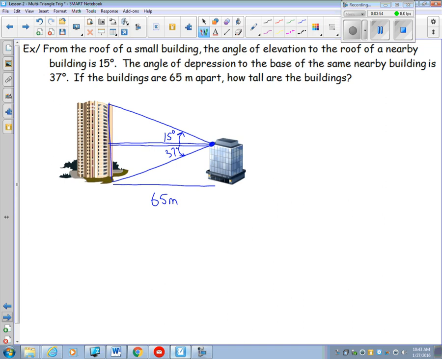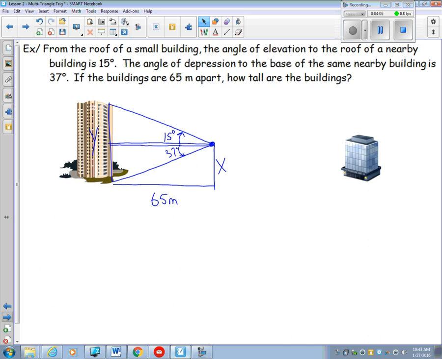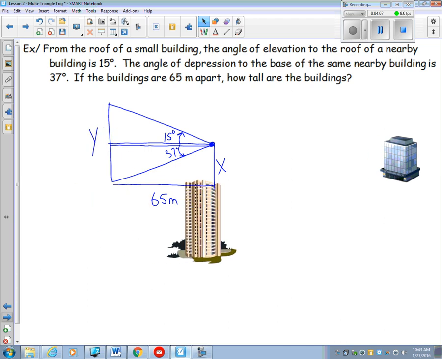So I want to know this building, and I want to know this building. So I've got an x, and if you will, I've got a y over here, right? Now I'm going to move the buildings apart just for a second here, so we're going to look at this picture and see the fact that we actually have some triangles here.